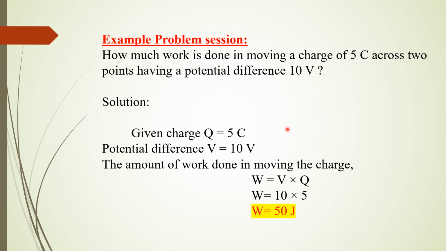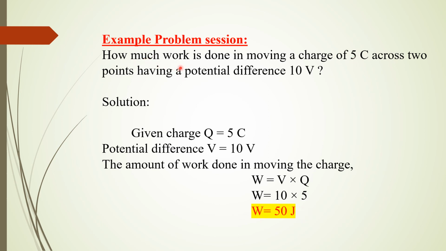So now we should change the formula. V is equal to W by Q. Just take Q from this end, from right to left. Now it will be W is equal to V into Q. We know V, which is nothing but 10, and we know Q, the charge, 5 coulomb. Just put 5, and if you multiply this value, we easily get 50, right? Which is nothing but the work done. So easily we can say that the unit is joule, right? So the problem session is very easy.